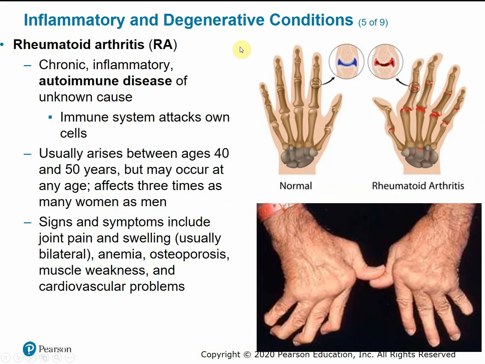Rheumatoid arthritis is an autoimmune disease where the immune system attacks the cells in joint cavities. Signs and symptoms include joint pain and swelling, anemia, muscle weakness, and possibly cardiovascular problems. The hallmark sign of rheumatoid arthritis is kind of disfigurement and displacement of the joints and the bones.